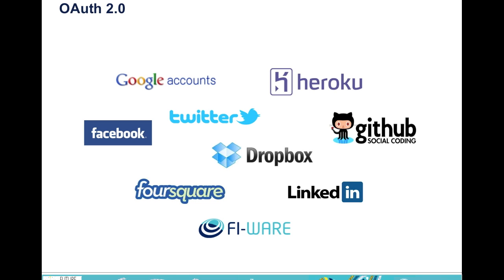OAuth 2.0 is widely used by many well-known services on the internet. For example, Facebook, Google, Twitter, GitHub, LinkedIn, all of them are using OAuth as OAuth providers. And there are also a lot of applications that are OAuth clients that allow us to authenticate using our accounts in these services, in Facebook, in Twitter, and so on. Now, FI-WARE is another OAuth provider that you can use to authenticate your users.